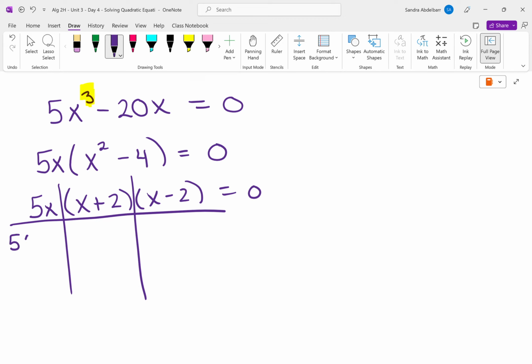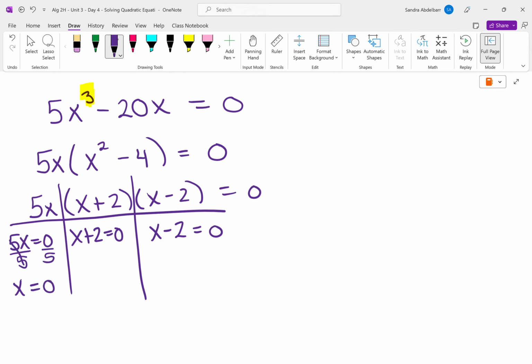So now we are going to set this equal to 0. So 5x equals 0, x plus 2 is equal to 0, x minus 2 is equal to 0. Right now, no, we're not getting into imaginary for a long time. You're not going to get imaginary solutions. I won't give you imaginary.